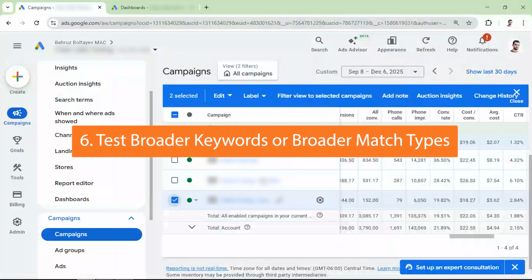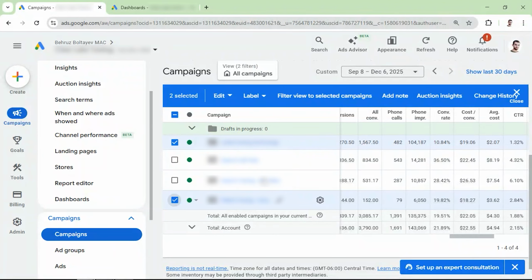And the next thing is you can test with more broad keywords or even broad match type of keywords. So let's say you have been using very specific high intent keywords. You can test your campaigns with more shorter tail keywords. Let's say you were using plumbing near me before, but now you can include more shorter tail keywords like plumbing services or plumbers, which can be one or two words, but still they can provide you more search volume, and the cost per conversion with them can also be good. That's how you can increase your search volume.